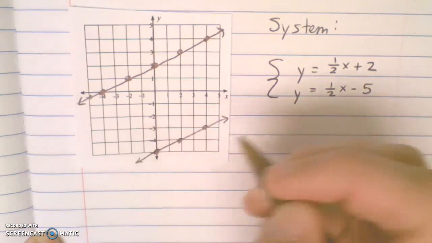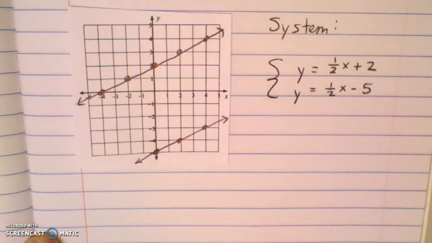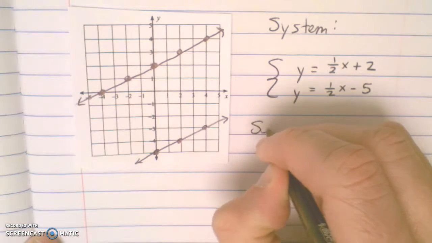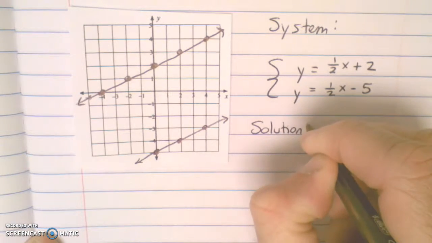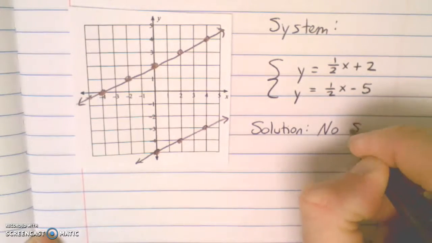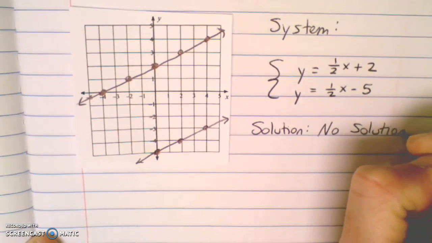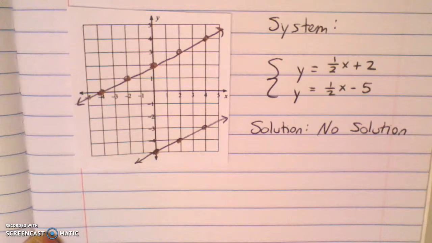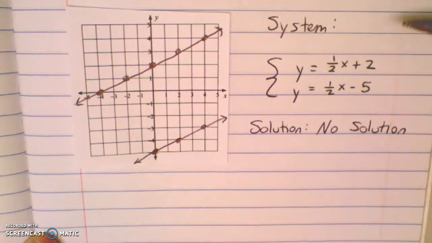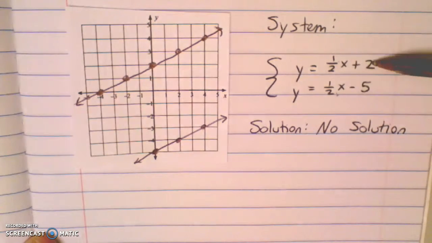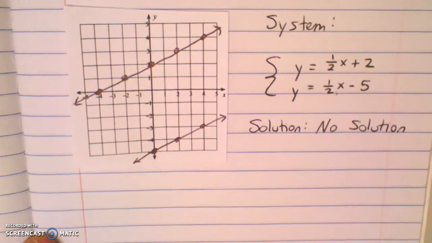Okay, so for this graph, we have parallel lines. So when you have parallel lines, remember your solution, there is no solution. In order to have a solution, they have to cross. And one quick way to know that you have no solution is when you have the same slope, but different y-intercepts. That'll give you parallel lines.